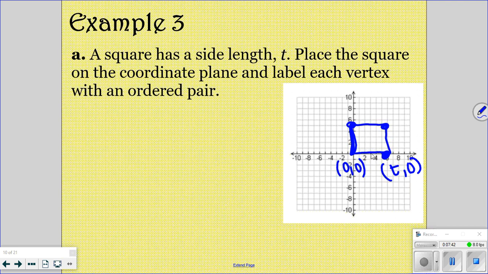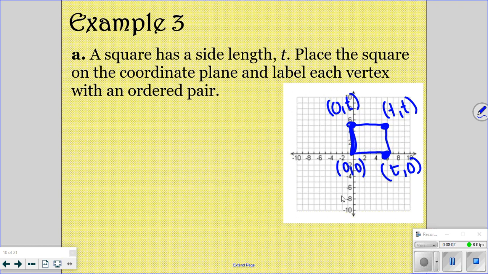It didn't tell you to make a value for t. So y'all probably put a number there, and that's a common thing. That's okay. I wanted you to try it by yourself to see if any of y'all would get it right. This point would be 0, t, and this one would be t, t. And so that should be what it looks like.